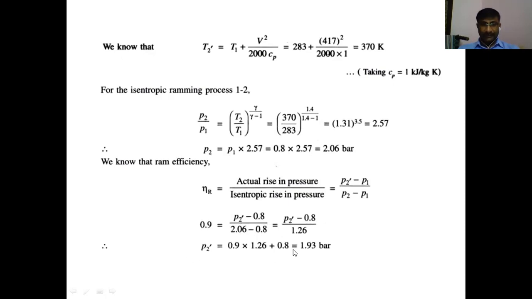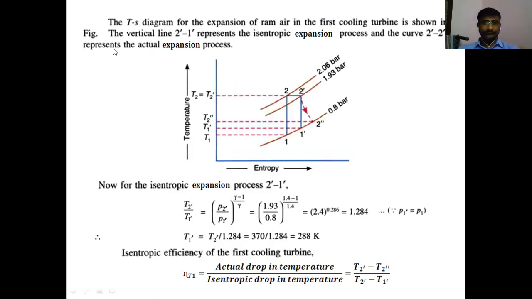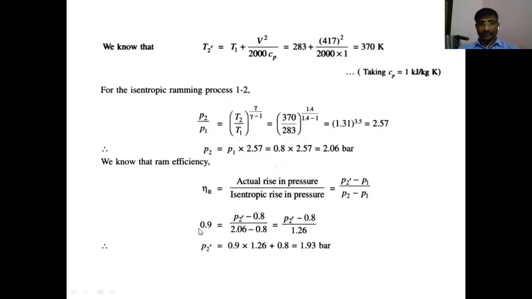P2 dash is 1.93 bar. We will get the pressure after actual compression in the diffuser, 1.93 pressure. From this pressure, the air is compressed in the main compressor. Some of the air at this ram pressure will be diverted towards the heat exchanger, and some of the air from this pressure is sent to the main compressor.